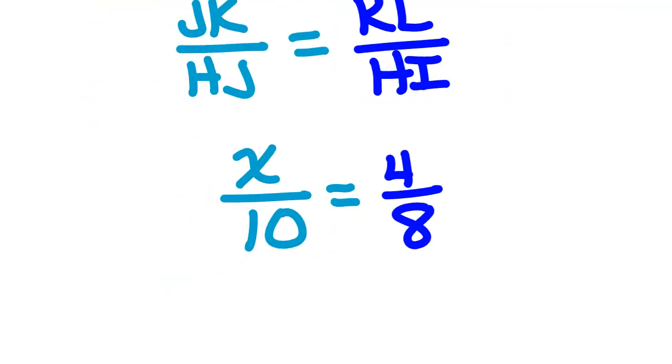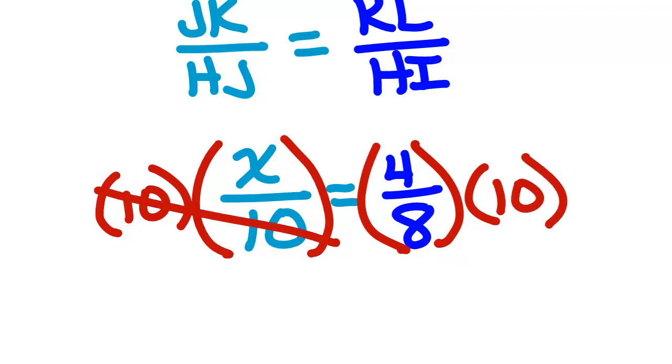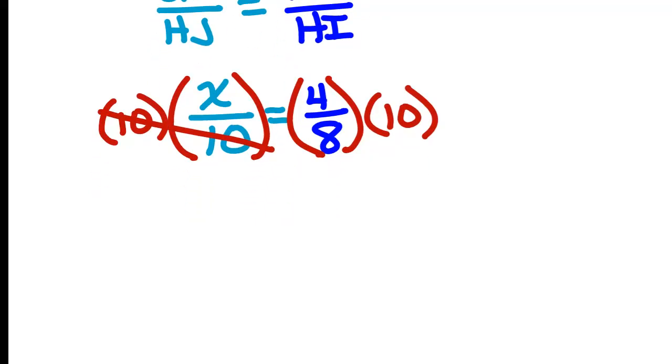What do I need to do to get x all by itself? Multiply by 10. When we want to get rid of a fraction, it's always the bottom that we multiply by. Now look really closely at the right-hand side of the equal sign. Do I have any variables? Nope. It's just numbers and operations. We can grab our calculator and just type it in right here. 4 divided by 8 times 10.